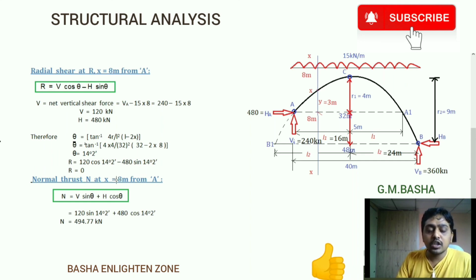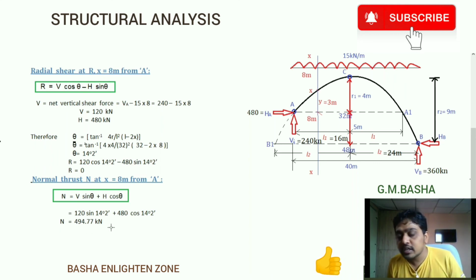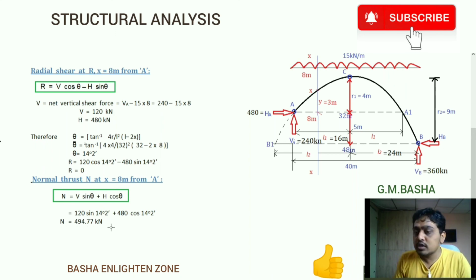That is the reason only the formula changes here. Substitute the values obtained previously, and you will get the normal thrust equal to 494.77 kilonewtons. Friends, I hope you understand this concept also very clearly, radial shear and normal thrust.